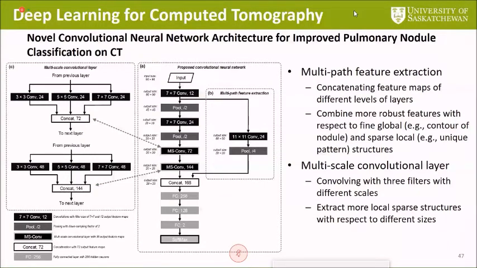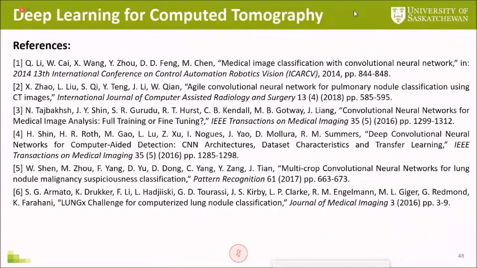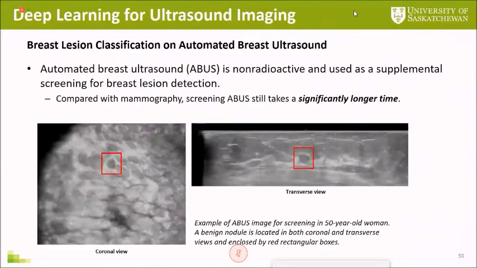And the second one is breast lesion classification of automated breast ultrasound. Ultrasound is preferred by the patient. However, it takes a significantly longer time and the resolution is not that great. So it's not preferred by the radiologist. So our task was to improve the classification of ABUS, automated breast ultrasound.